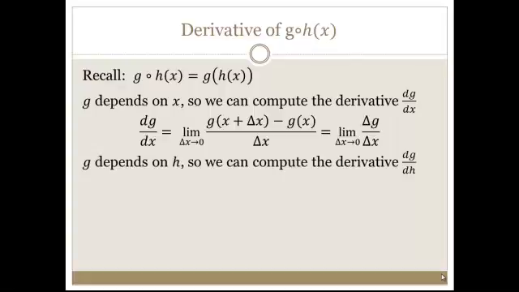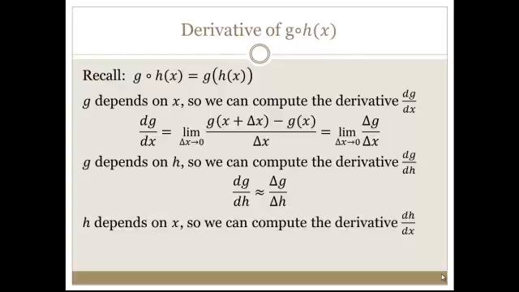As we said a moment ago, g also depends on h, so we can compute the derivative of g with respect to h. Using the same logic as above, the derivative of g with respect to h is roughly the change in g over the change in h. The final thing we'll want to keep in mind is that h depends on x, so we can compute the derivative of h with respect to x, which is roughly the change in h over the change in x.